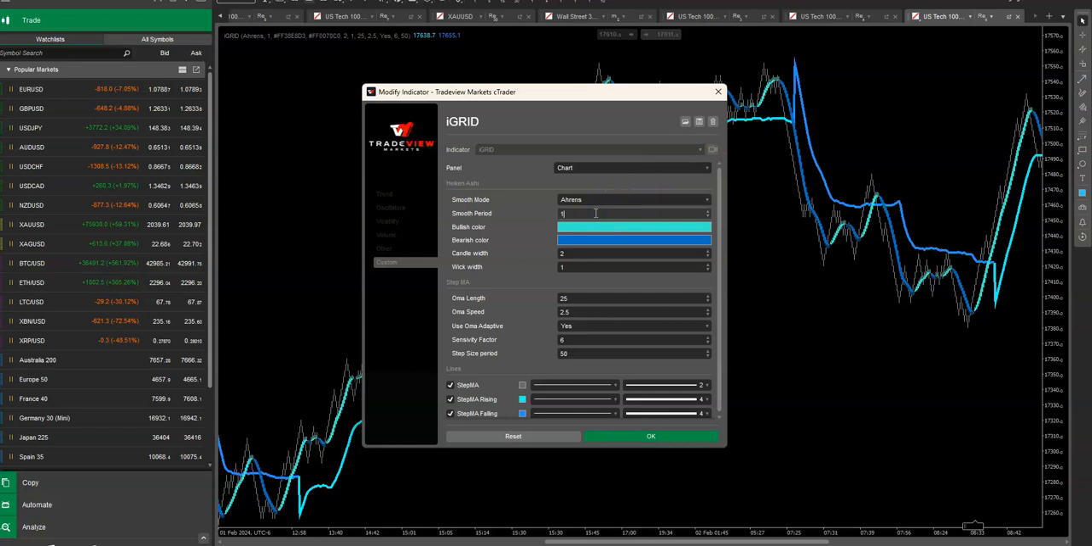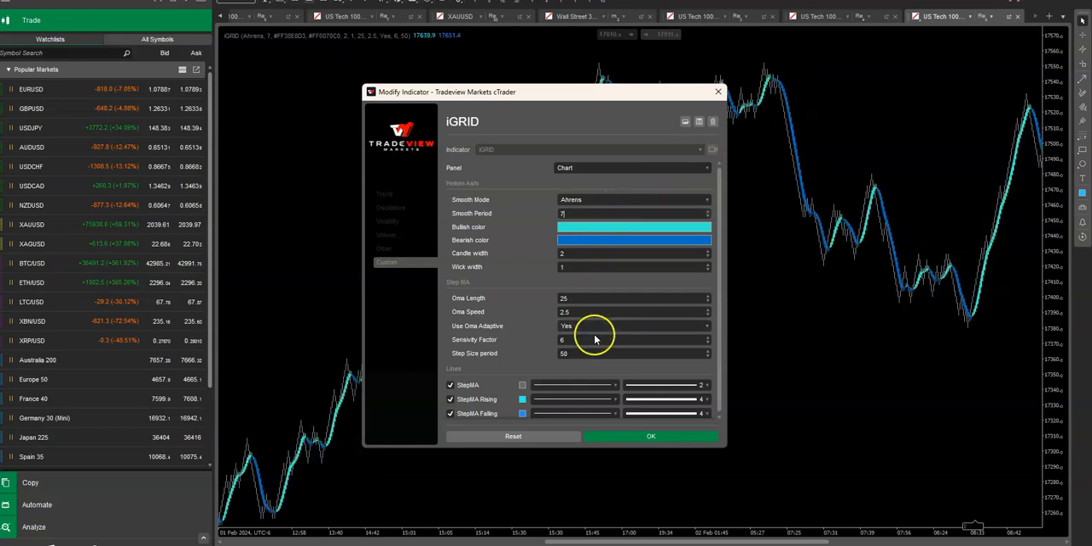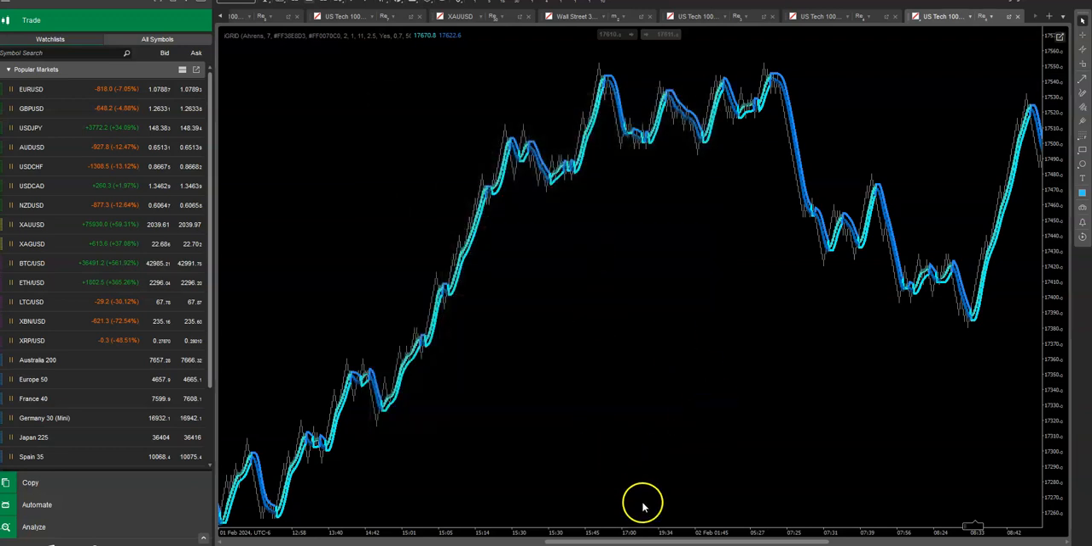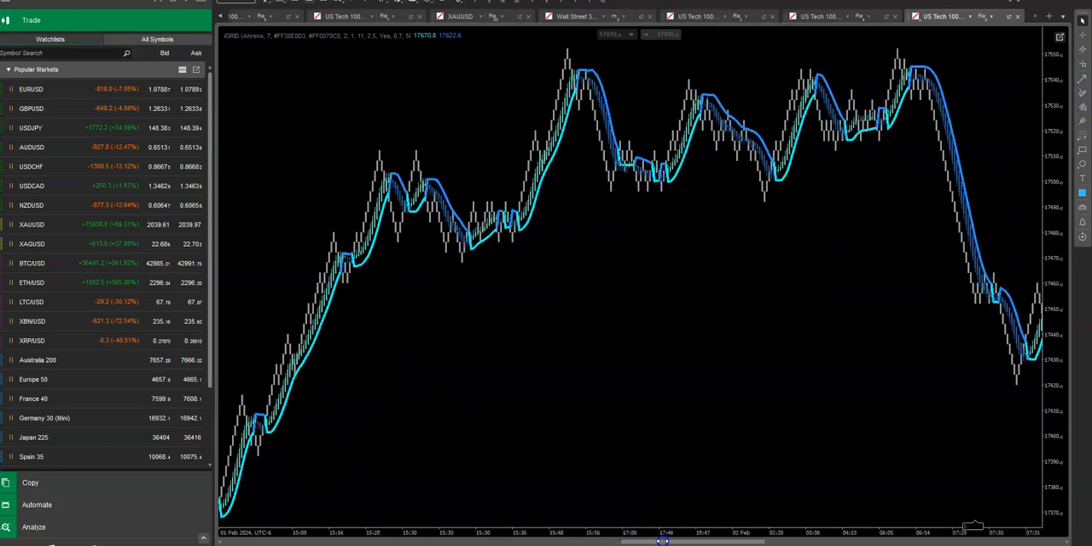So let's knock the Heikin Ashi down to about a 7 period, and let's take this down to about an 11 and something like a 0.7, and I can make the indicator hyper responsive to price.